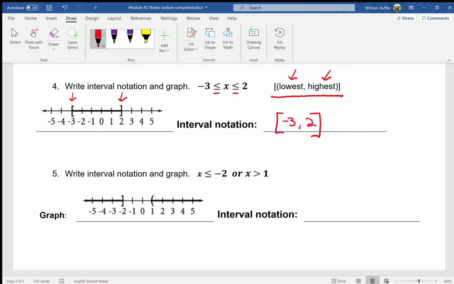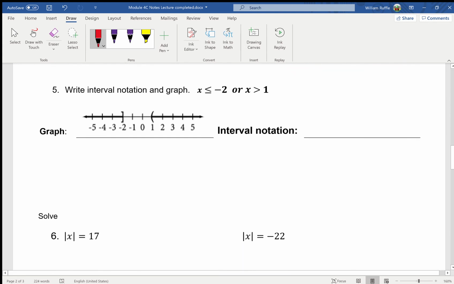Now, if I had a question something like 2 is less than x is less than or equal to 6, remember, that's a parenthesis, so my lowest number will be 2, comma, my highest number is 6, that's less than or equal to, that is a bracket. It could be any combination of the parentheses and brackets. Less than or greater than are parentheses; less than or equal to and greater than or equal to are always brackets.